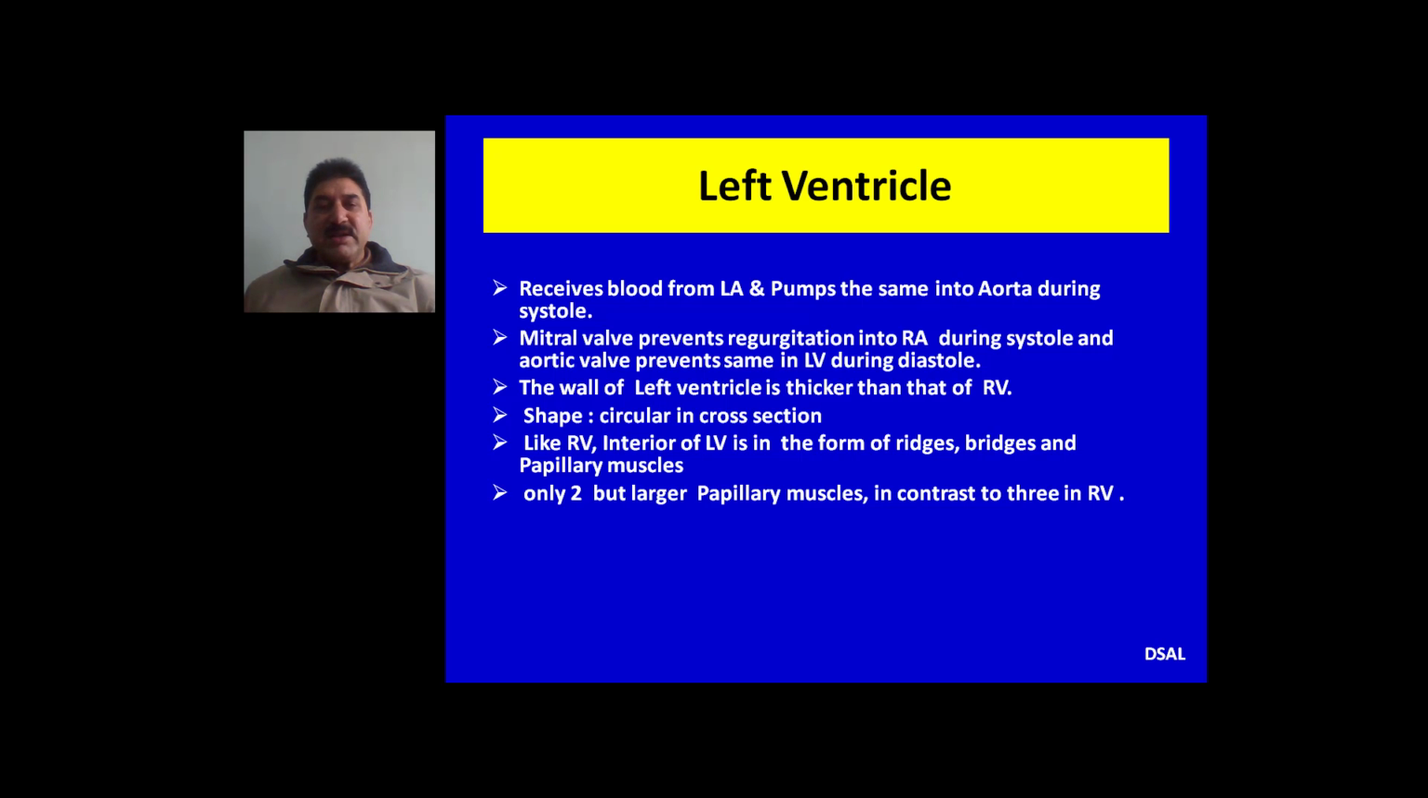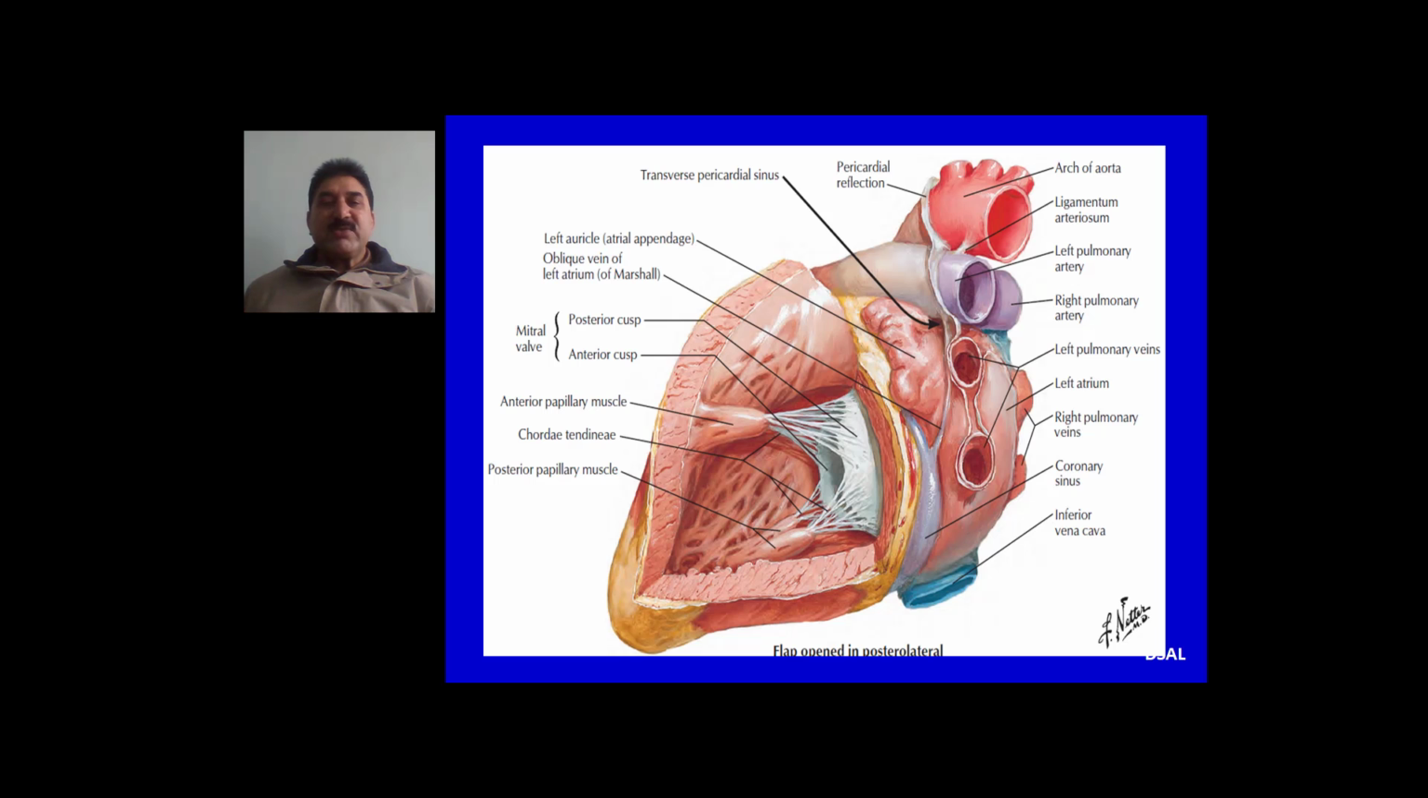Like right ventricle, interior of the left ventricle is in the form of ridges, bridges, and papillary muscles. There are only two papillary muscles in the left ventricle, but they are larger than the papillary muscles of the right ventricle. There is no moderator band in the left ventricle. In the anatomical position, the left ventricle is somewhat posterior to the right ventricle.